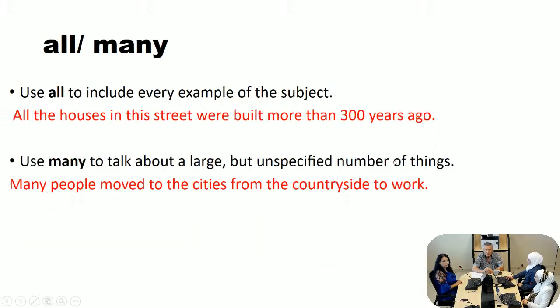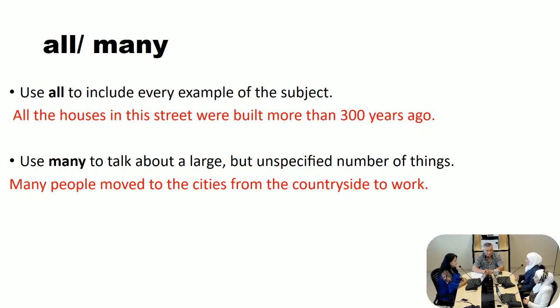Next slide, Miss Samahir. Miss Nisreen, all and many. We use all to include every example of the subject, like: all the houses in this street were built more than 300 years ago. So here we are mentioning all the examples.